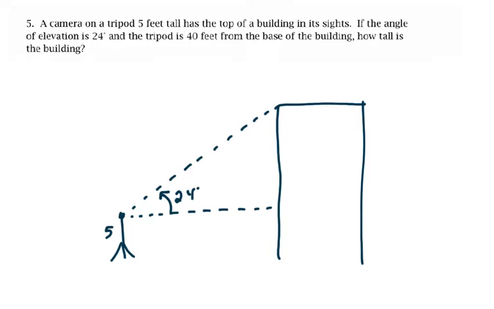So the tripod is 40 feet from the base of the building, and the question is how tall is the building? So if I find this length right here, to find the height of the building, I'm going to have to add on another 5 feet. So pause the video, make sure that you can do that one.